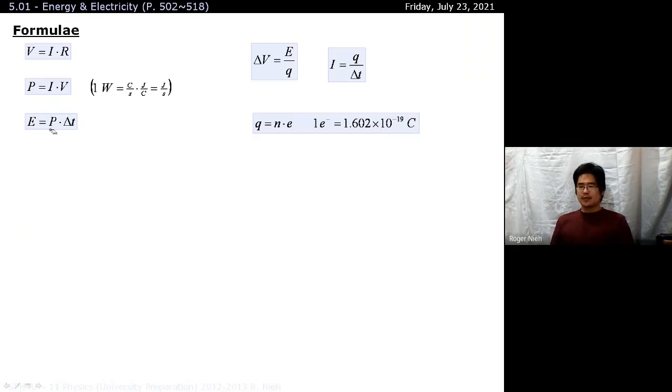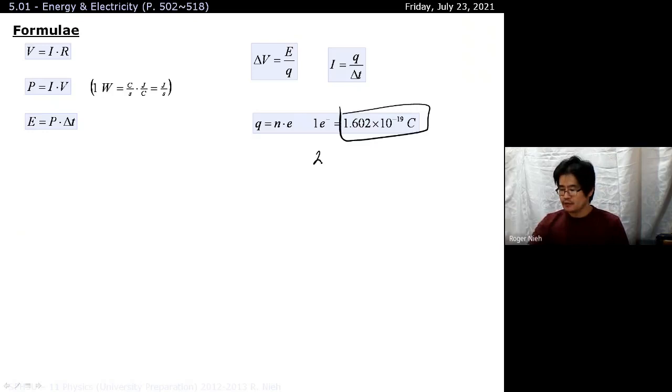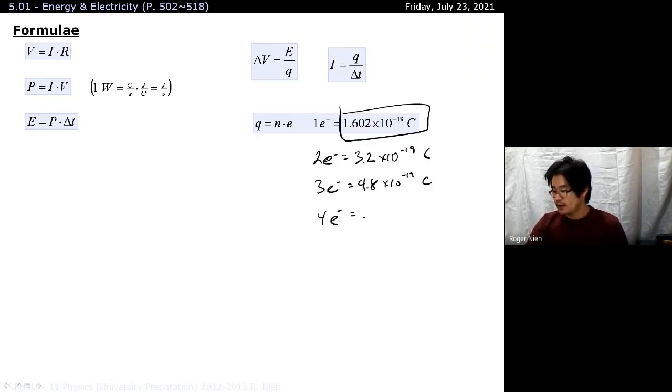And here's the last one, okay, Q equals NE. As I mentioned, with regards to Robert Millikan's experiment, he was a scientist to prove that there is the smallest quantity of charge called the electron, all right? So if you have one electron, you have this number here. If you have two electrons, well, then you have double that number. If you have three electrons, then you have 3 times that amount. And I hope you get the idea here. If you have 4 electrons, you'll have 6.4 times 10 to the negative 19 coulombs, etc.